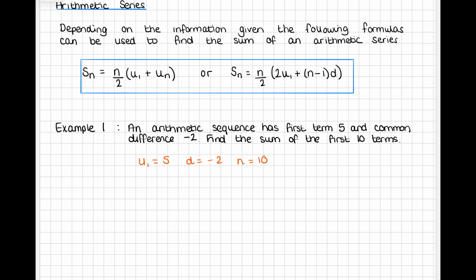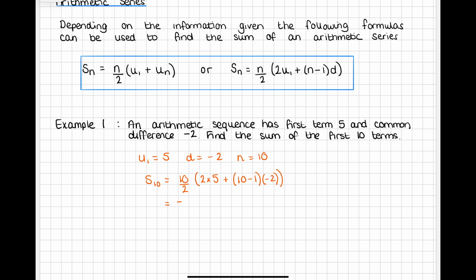With that information, it would make sense to use the second formula because we've got all those parts of the information. So we're wanting to work out what is S10, and our n is 10, so we'll have 10 over 2, bracket 2 times u1, so it'll be 2 times 5, plus, open bracket again, n minus 1, so 10 minus 1 multiplied by our common difference, which is -2. Just put that straight into your calculator and we will get an answer of -40. So that is the sum of the first 10 terms of this sequence.